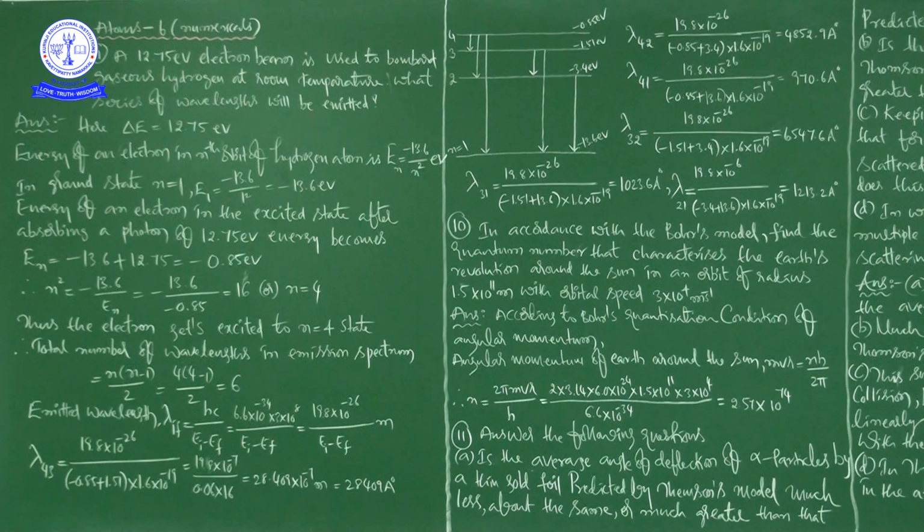Okay, right. Next, see here, total number of wavelengths in emission spectrum. You can see this picture also, and before that you see the formula to calculate the total number of wavelengths in emission spectrum based on the n value, that is n into n minus 1 by 2, that is equal to 4 into 4 minus 1 by 2. 4 minus 1 means 3, so here you will get 6. So 6 wavelengths we will get.